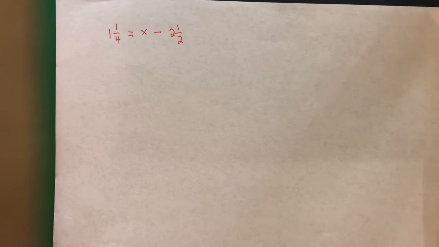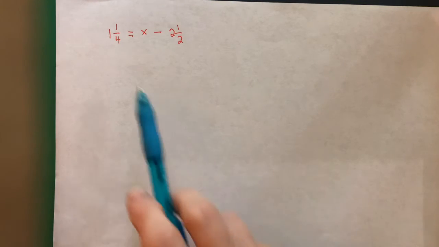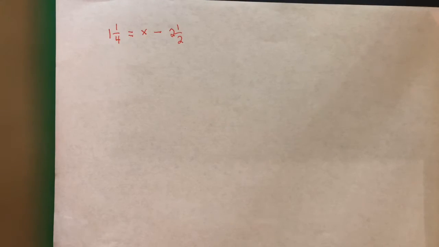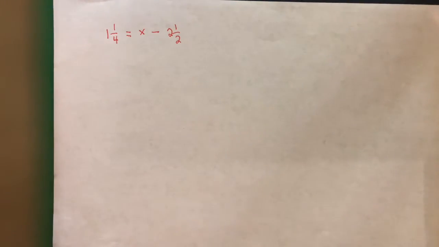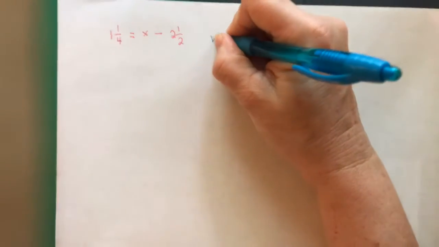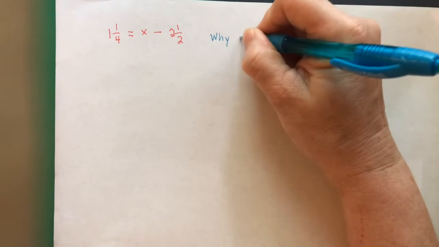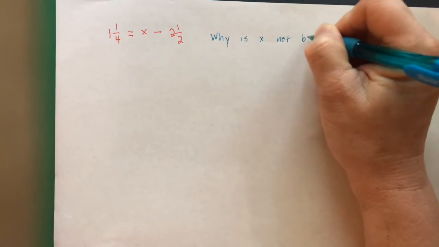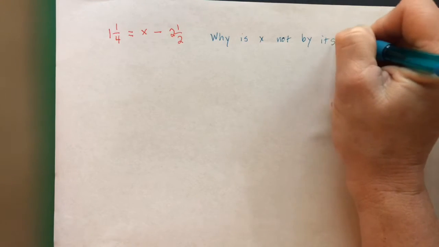Here's another algebra equation that really only has one major step, and it has fractions in it. Let me show you something that I see a lot of people make a mistake on. They go ahead and subtract 2.5 from both sides. Well, why is x not by itself? That's important to ask no matter what problem you're doing. Why is x not by itself?